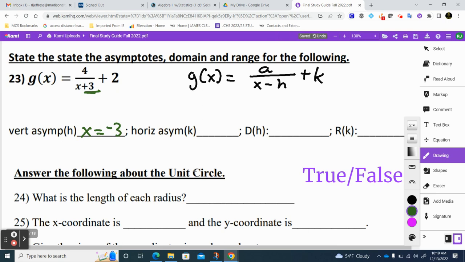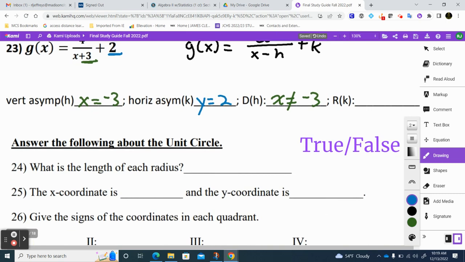We can also go over here to our domain. That's all of our x values. And remember, our domain cannot equal that, because that's the asymptote. Because look, if it gets to be -3, it makes a 0 in the denominator. And that's bad. That's real bad. All right. So remember, this is our k. That's our horizontal asymptote. This is y equals 2. This was just straight up 2. Same thing for our range. y does not equal 2.